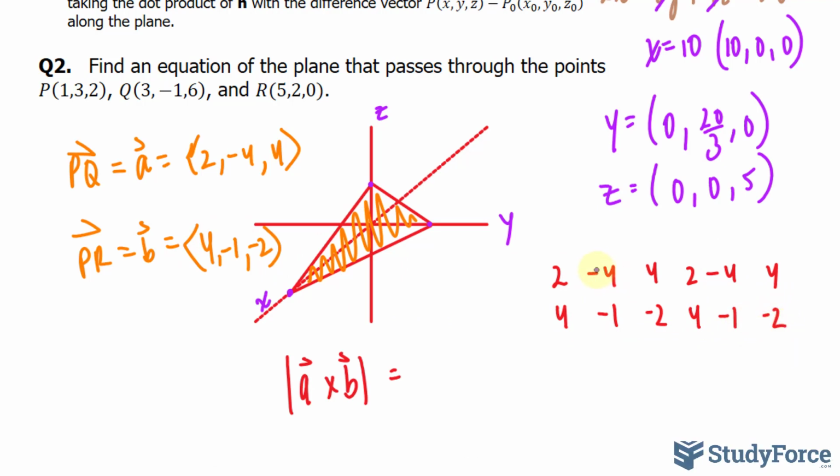By remembering this pattern, -4 times -2, that's +8, minus the product of these two. So +8 plus, because that's negative, 4 is 12. Similarly, 4 times 4 is 16, minus -4, that's +20. And 2 times -1, that's -2, minus -16, that's equal to +14. So now we have the cross product of A and B.